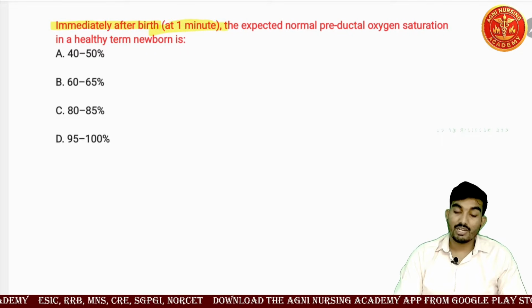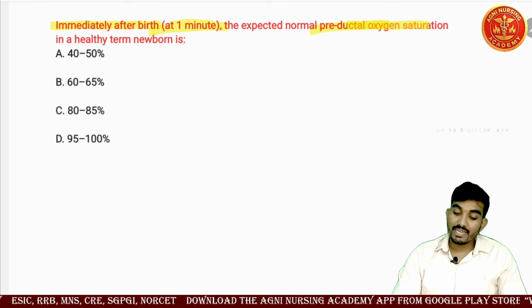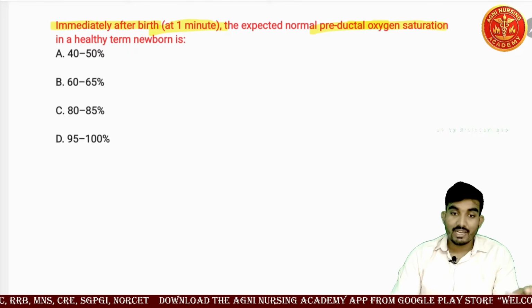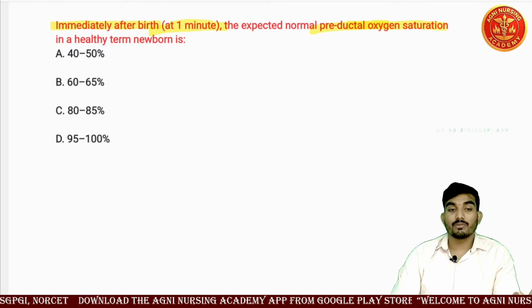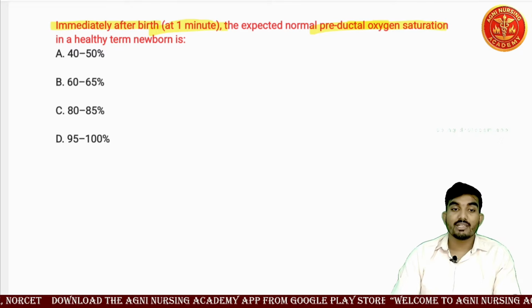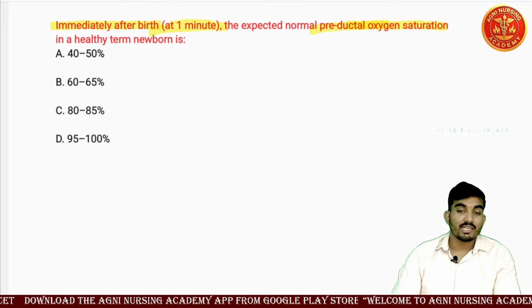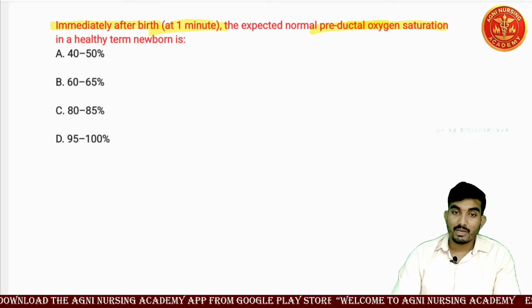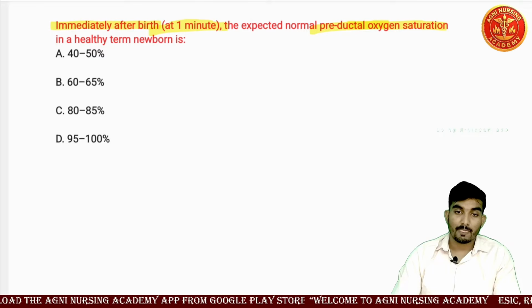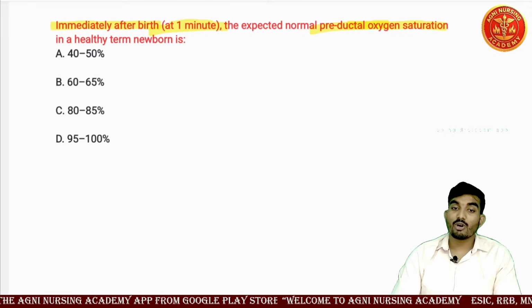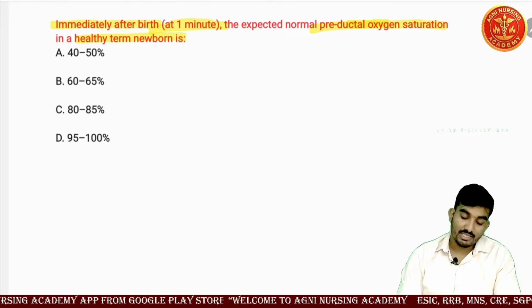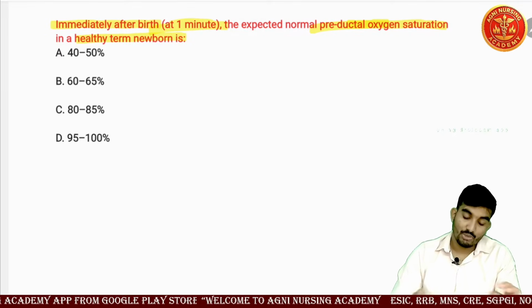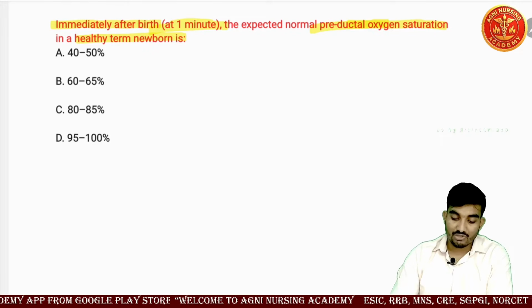Like that the question asked. In the preductal oxygen saturation, in the fetal circulation, for the blood circulation, there is a connection present. That one is the ductus arteriosus. Before that one, how much oxygen saturation will be present in a healthy newborn child, like that the question asked. We will see preductal saturation.